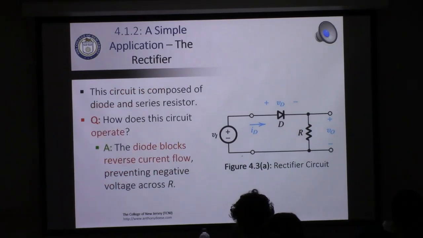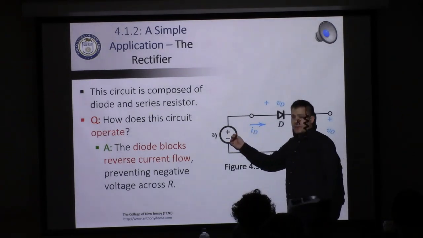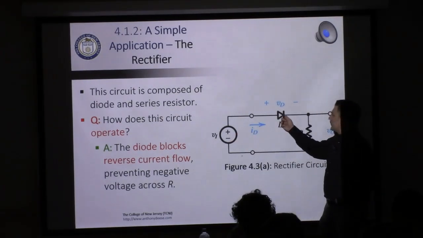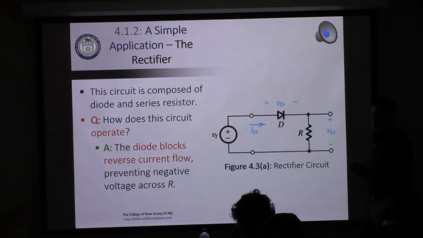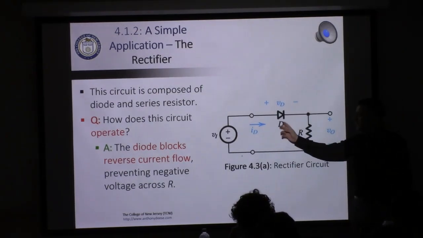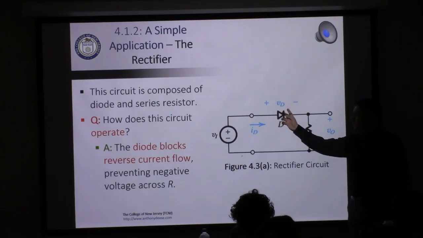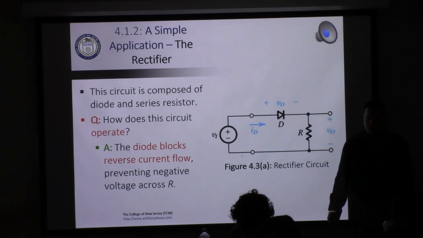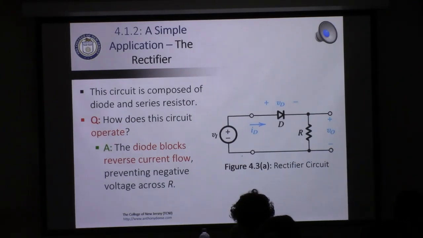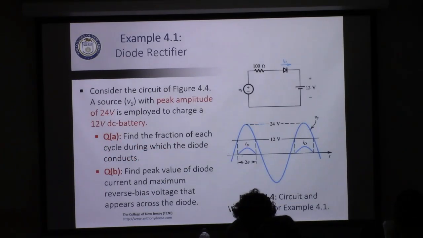So how does this circuit operate? Whenever VI is greater than 0, the diode will conduct, and VI will be the same as VO. Whenever VI is less than 0, the diode will block, and VO will be equal to 0. All right.